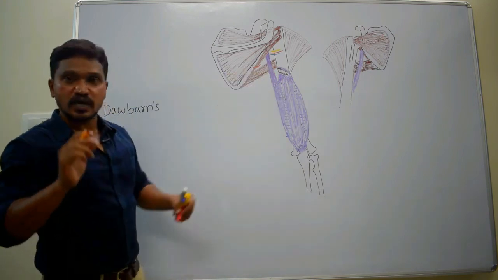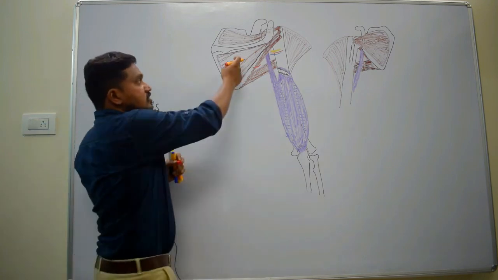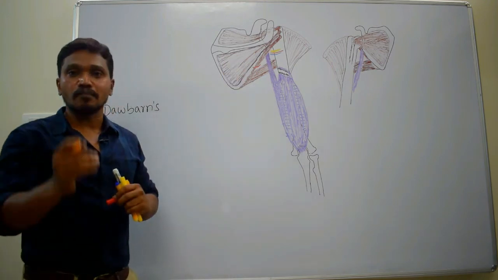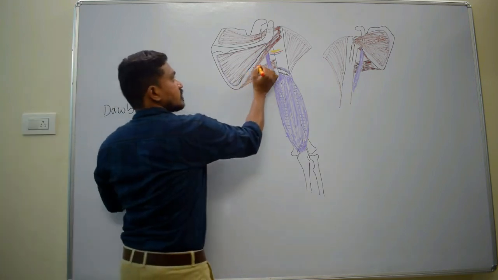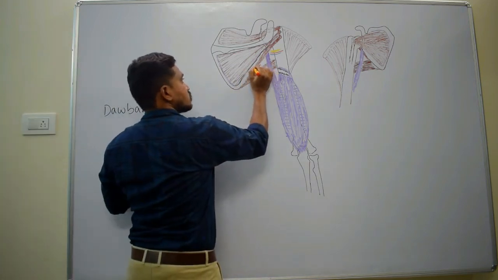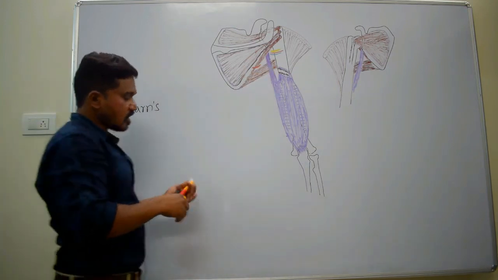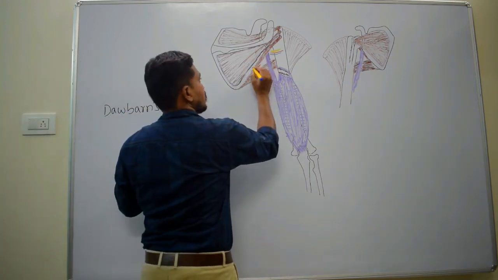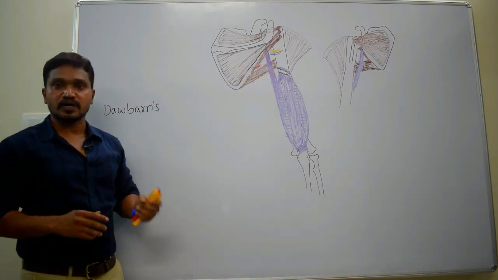This branch winds around the lateral border of scapula and enters into the infraspinous fossa to complete the anastomosis around the scapula. That means it is giving contribution for the anastomosis around the scapula. Right? Along with that, you can draw vein also. Circumflex scapular vein. So these are the boundaries and contents of upper triangular space.